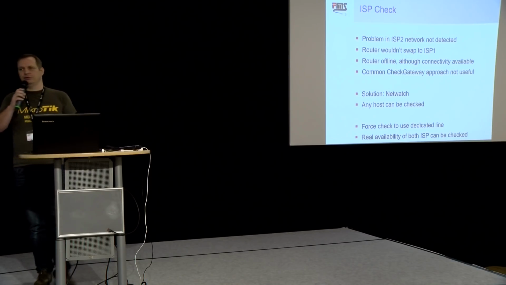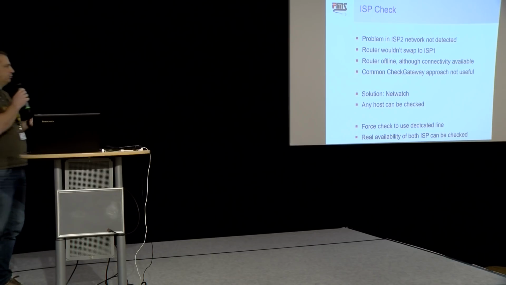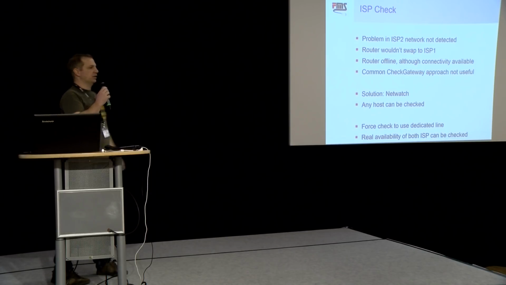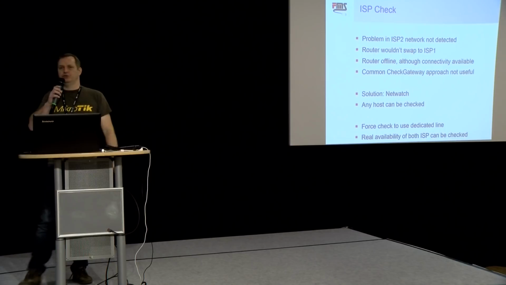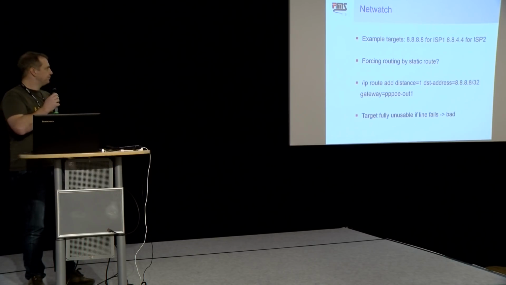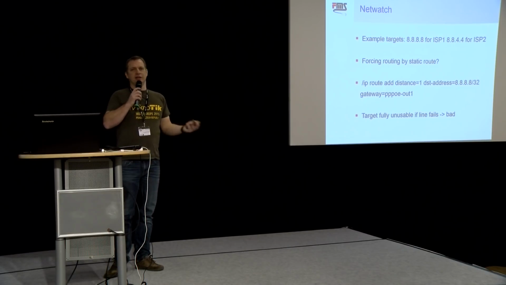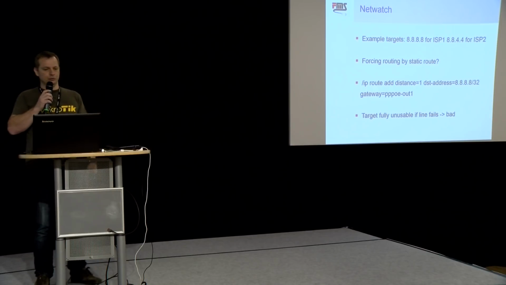You have to take quite a few steps to make it work properly, and that's what we want to do now. We will implement NetWatch and force the check to use a dedicated line and really test for the real availability of these 2 internet service providers. In our example, we will use Google DNS 8.8.8.8 for ISP1 and 8.8.4.4 for ISP number 2.